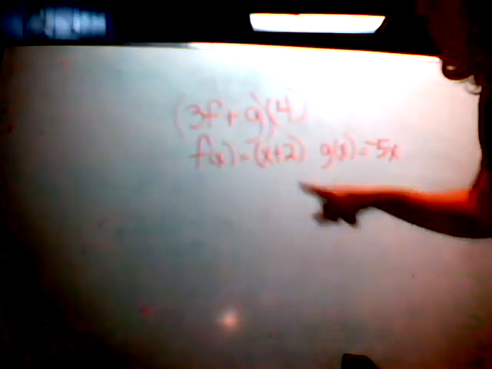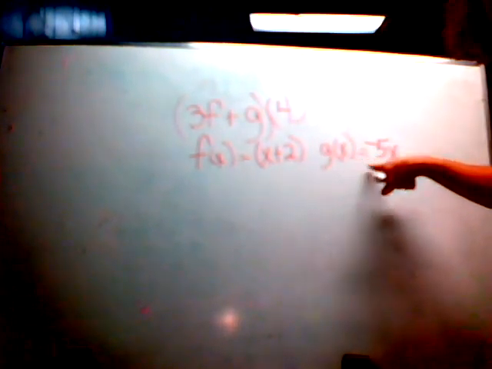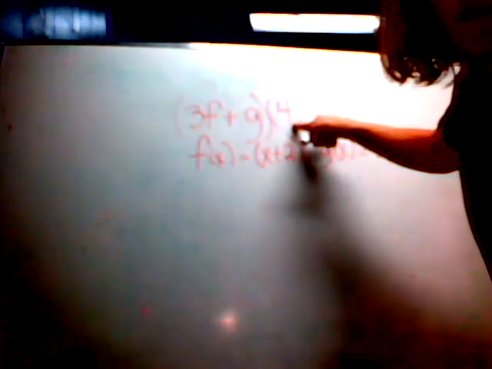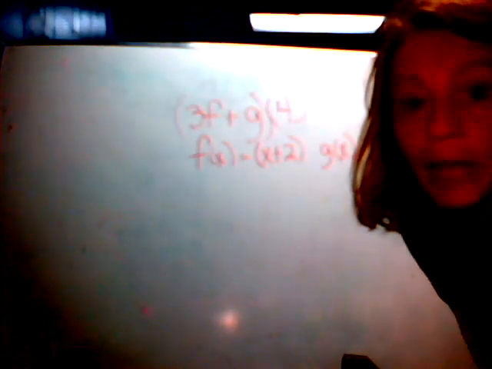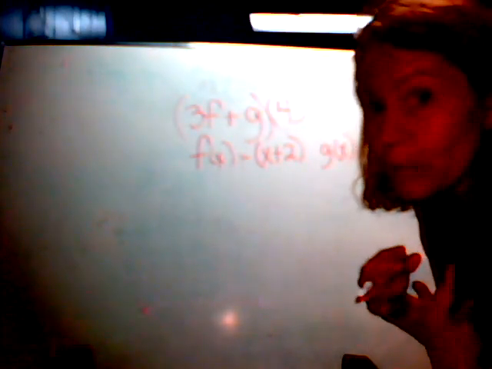So our f of x function is x plus 2. Our g of x function is negative 5x. How do you evaluate 3f plus g of 4? Well, the first thing you want to do, and there are two options to actually do this, I'm going to show you the way I actually prefer it.